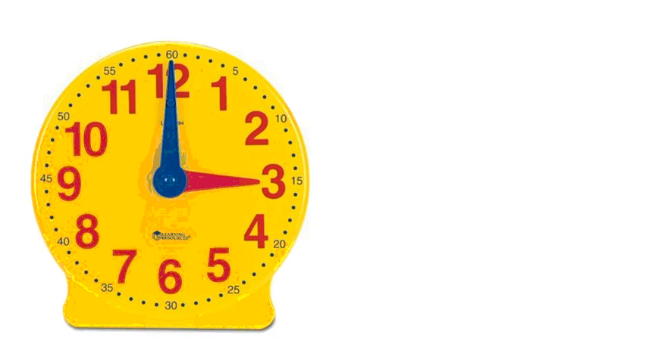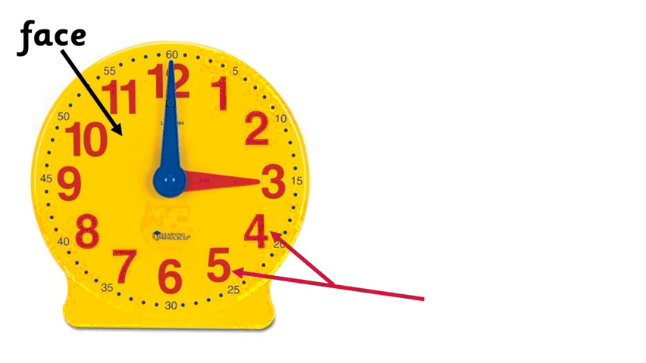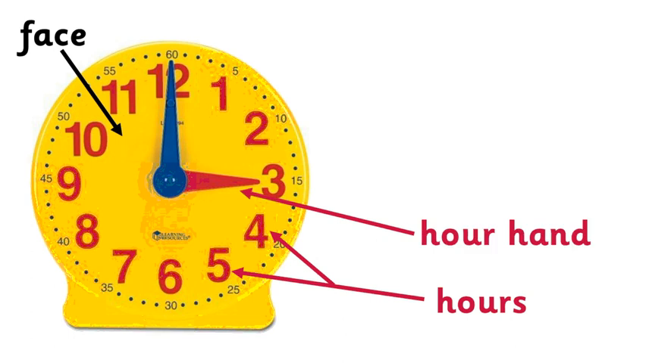Can you remember the name of this part of the clock? The whole thing with all of the numbers on is called the face. What about these big red numbers that go all around the edge? Those are the hours. We count those with, well, it's the thing we were using yesterday, the hour hand.